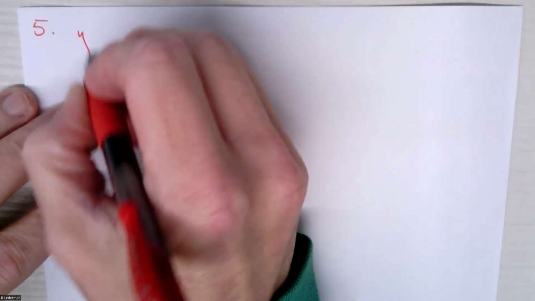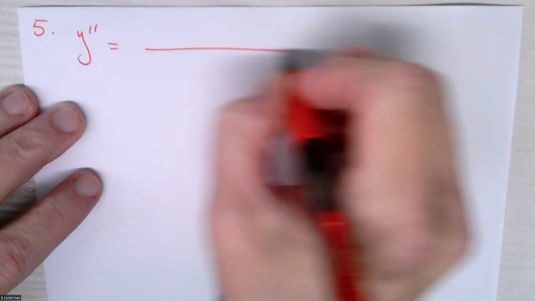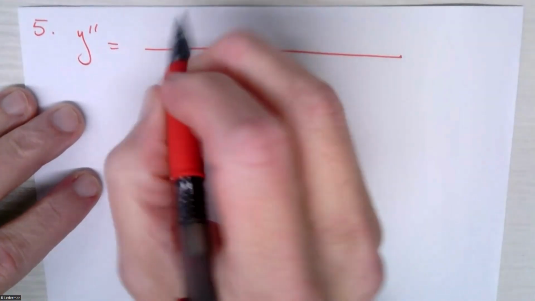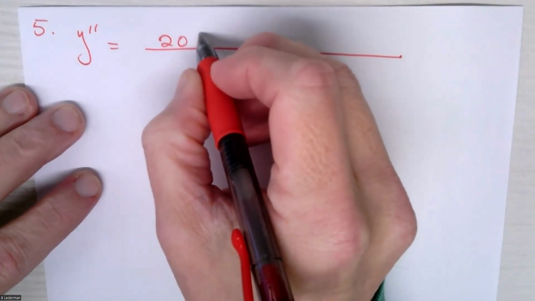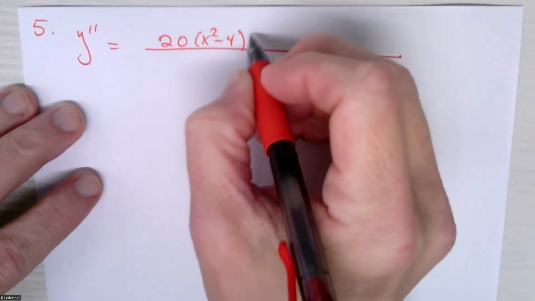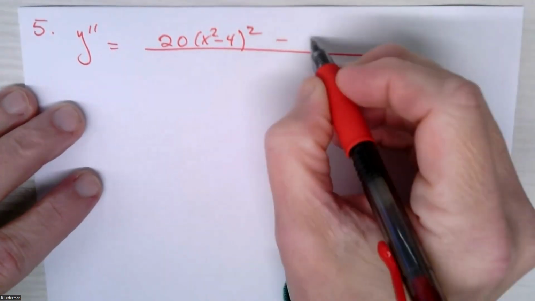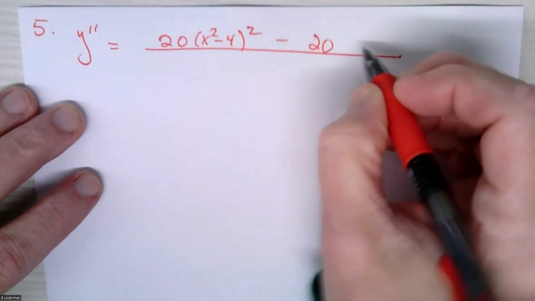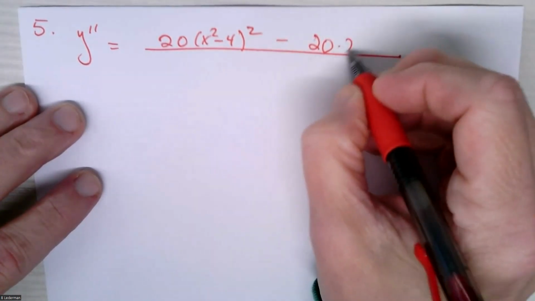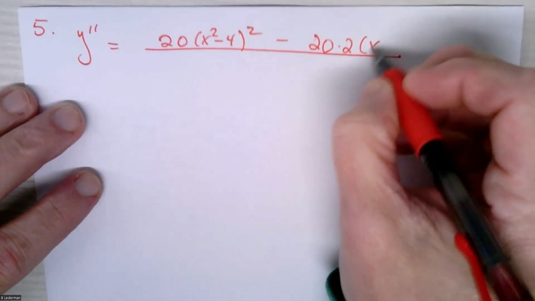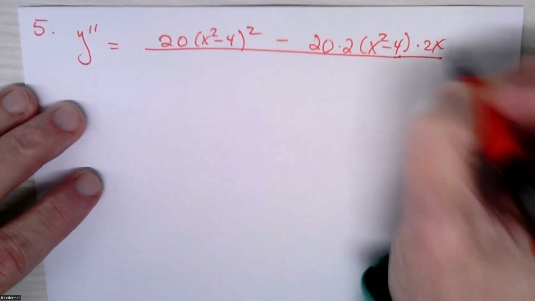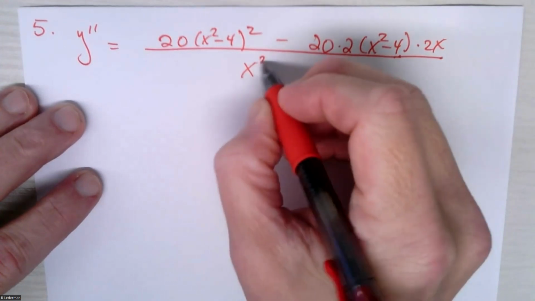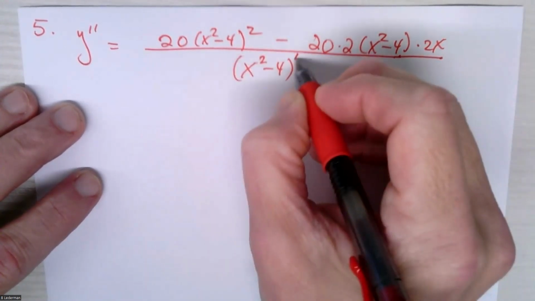We're continuing now with step 5. We're going to look at the second derivative, and we're going to glean all that we can. So y prime is going to be, well, it's f prime g, so f prime is 20, and g is x squared minus 4 squared. And minus f, which is 20x, g prime, which is 2 times x squared minus 4 times 2x, and it's over g squared, x squared minus 4 now to the fourth.